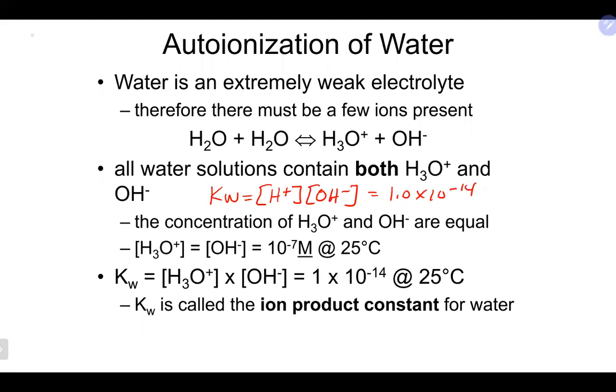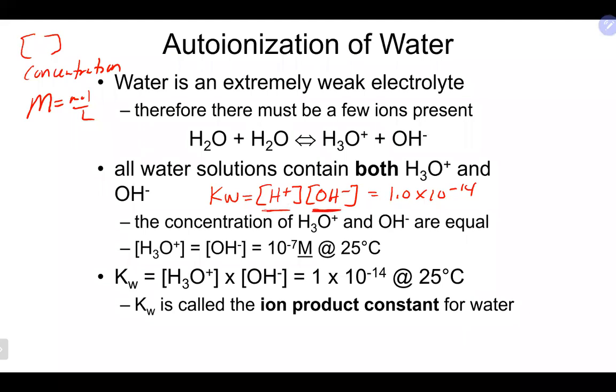When you see brackets like this, it means concentration. And it means basically molarity, moles per liter, like we talked about in the previous chapter. So that is pretty much a constant for our purposes here. It can change if the temperature changes, but pretty much you always use that number, 1 times 10 to the minus 14. This is the acid part, and that is the base part. So the H plus is the acid part, the OH minus is the base part.